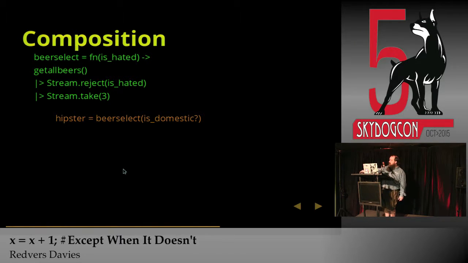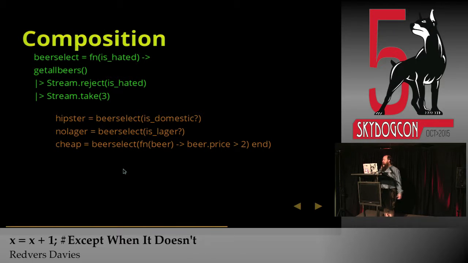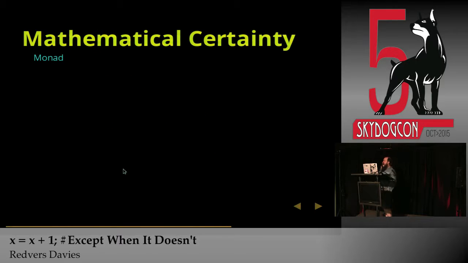Hipster equals beer select is domestic. How cool is that? Or beer select is lager. Or you don't even need to actually have one in there. You can actually write your function inside the function. It's just like beer select, function beer, if the price is more than $2. It's another way of thinking, but when you make that switch, it's actually a lot easier to work with.